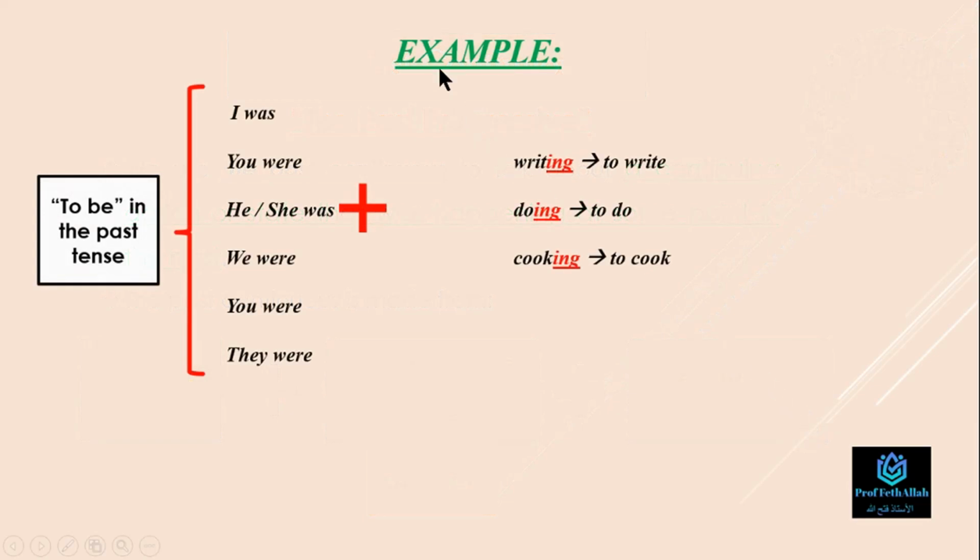In here we have to start with the past simple of the verb to be, and then we're going to add the ing form of the given verb. The first verb we have to write. So we're going to say I was writing, you were writing, he was writing, she was writing, we were writing, you were writing, and they were writing. And we're going to do the same thing for the second verb to do and the third verb to cook.